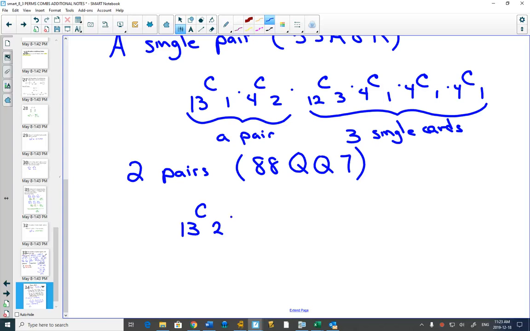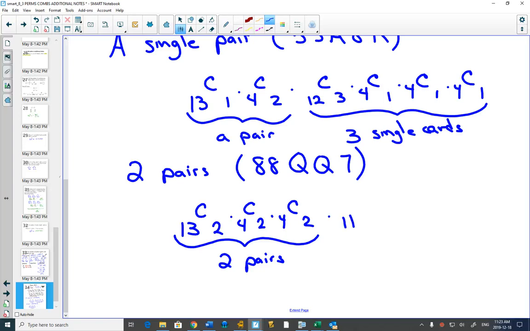Then, well, if you chose 8s, there's 4 8s. We need to choose 2 of them. If you chose queens, there's 4 queens. We need to choose 2 of them. This together is 2 pairs. After getting our 2 pairs, we need to have 1 more card. How many kinds are left? Because we can't choose queens and 8s. Now there's only 11 kinds left. We have to choose 1 of them to go with our queens and 8s. We chose a 7. And then there's 4 7s.